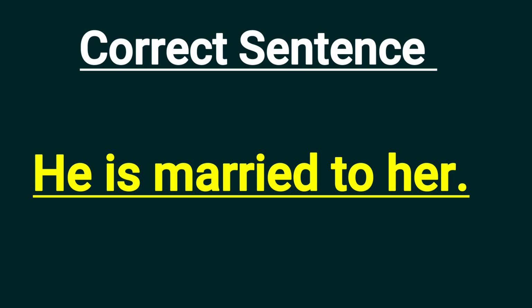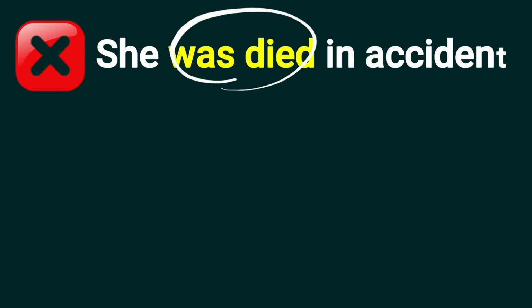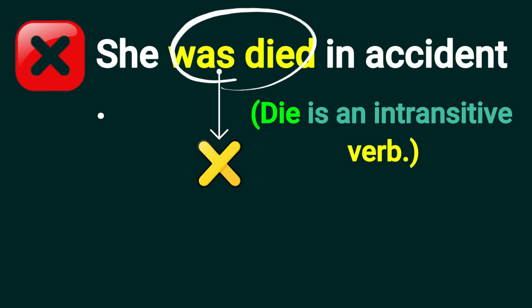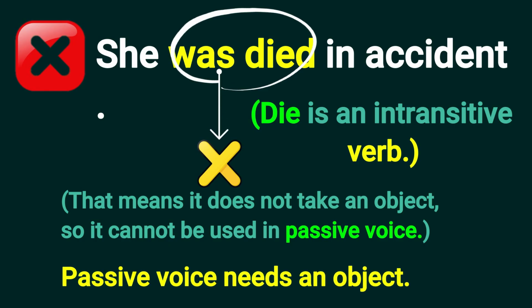So mistake number seven: she was died in accident. Let's find out the mistake. Using "was died" is wrong. Let's find out the reason. Using "was died" is wrong because "die" is an intransitive verb. That means it does not take an object, so it cannot be used in passive voice. Passive voice needs an object.